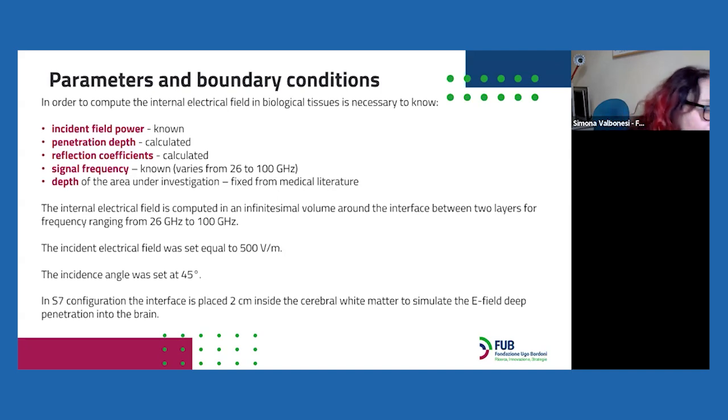The incidence angle has been set to 45 degrees, and this was also an assumption, due to the fact that at 45 degrees, sine and cosine are equal, and this simplified the calculation. And the third assumption is that the interface for the deep brain is placed 2 centimeters inside the cerebral white matter. But this parameter can also be changed according to what you want to analyze.